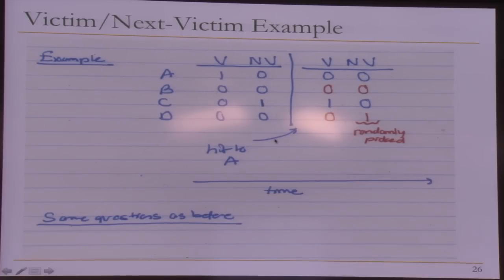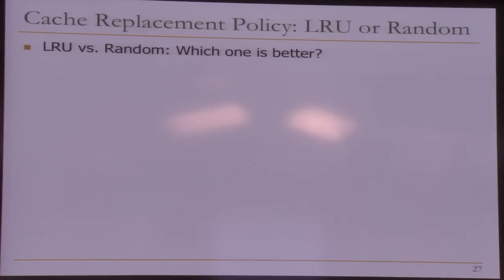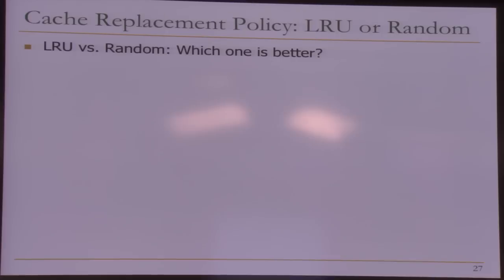Okay. And you can have the same questions as before, actually. When does this do better than LRU? When does this do worse than LRU? And you can come up with examples. Okay, let's take a look at one other example. LRU versus random. I said random is actually a policy that doesn't require any state, right? You just randomly generate a number between 0 and n, and then you evict that. Which one's better?